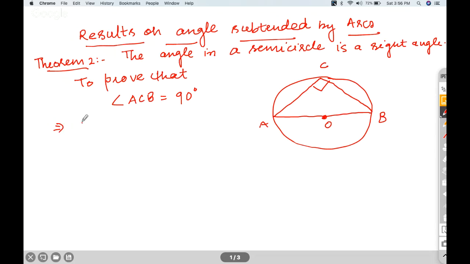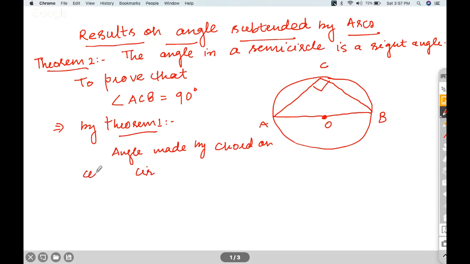I know that by theorem 1, which I just discussed, the angle made by a chord at the center of the circle is equal to 2 times the angle made on any point on the circle.